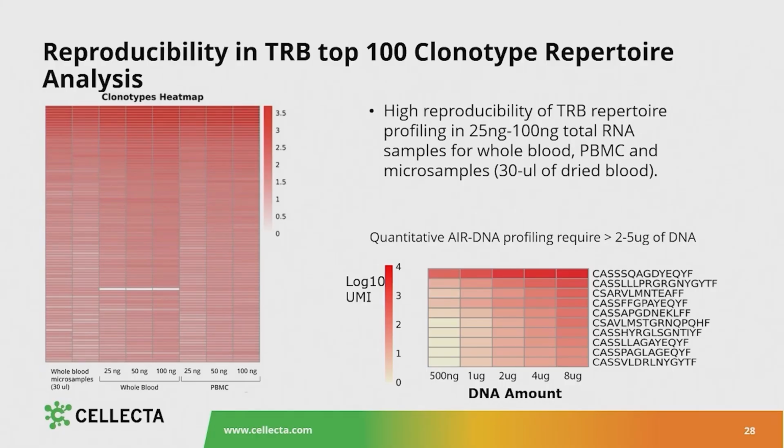You see here different amounts of starting RNA, even dried blood samples, 30 microliters of blood. You can see the data is really reproducible, and reproducible for both RNA and DNA, like shown here on the bottom. DNA definitely requires more. It's micrograms of DNA in order to get reproducible results. Otherwise, copy number is not enough to get any reproducibility. RNA, 50 nanogram PBMC, it's okay. For tissue samples, definitely you need to use more, because the content of lymphocytes may be very low in tissue samples.